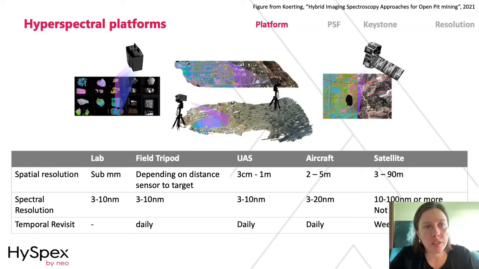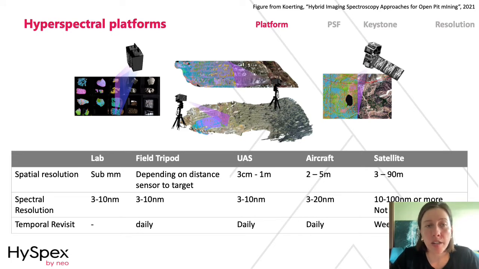Just to give you a general idea, there are different hyperspectral platforms and spectral and spatial resolutions that we expect from the different platforms. Just so you've seen those in the beginning of this presentation, we have the lab setting where we have very high spatial resolution and very high spectral resolution. We can use scientific grade sensors in that case.